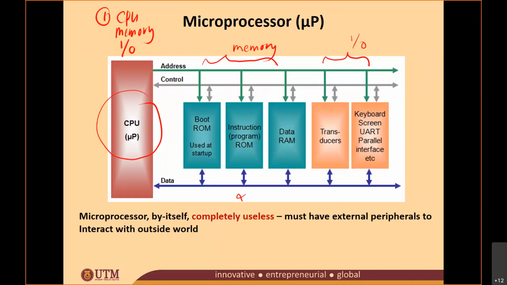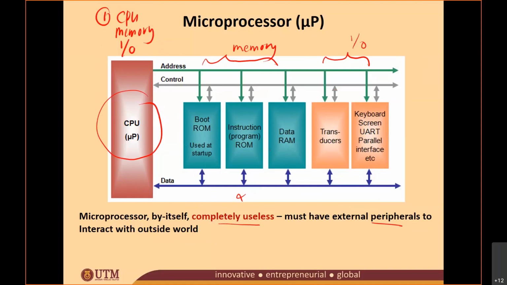Okay, bila kamu beli je microprocessor, kamu hanya ada CPU saja. Benda-benda lain ni, memory dengan I/O tak ada. So, microprocessor by itself is completely useless. Tak berguna. Okay, so macam mana nak make this microprocessor work? You need to have external peripherals to interact with the outside world. Means that you need to buy a memory chip, and then you need to buy the I/O peripheral chip, connect them to the microprocessor, so that kamu akan dapat one complete computer system.